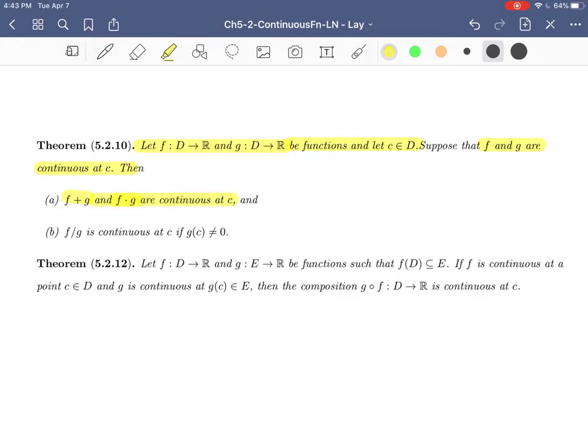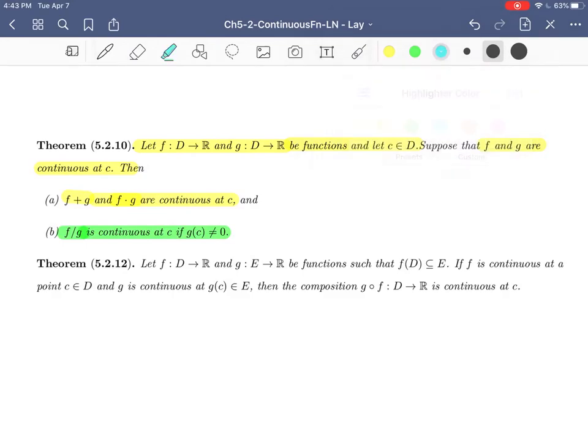So the sum and product is continuous at C if each of the original two functions were continuous at C. If we were to divide the two functions, it's continuous at C as well, provided that the function value of g when evaluated at C was non-zero, right? Because if it was 0, we would be dividing by 0, and that's problematic. So we have those things that are true when we combine functions.